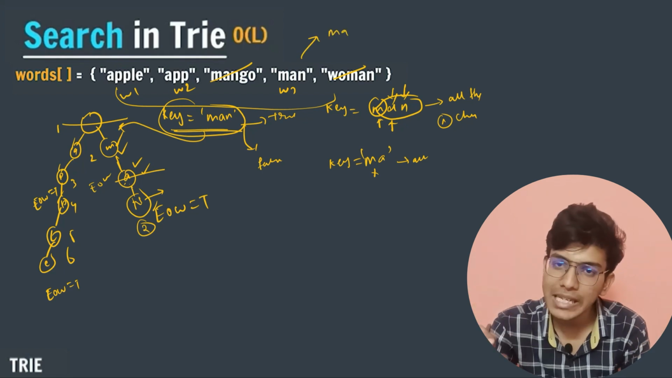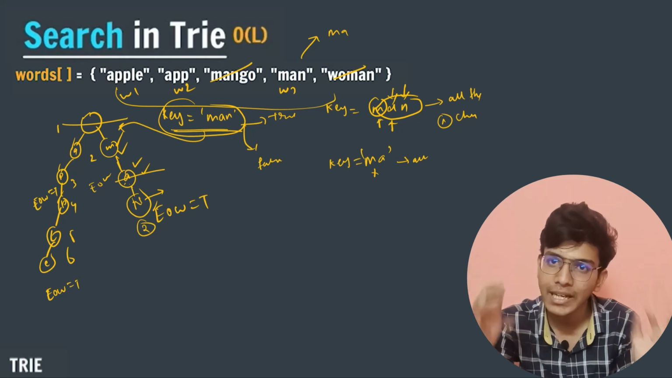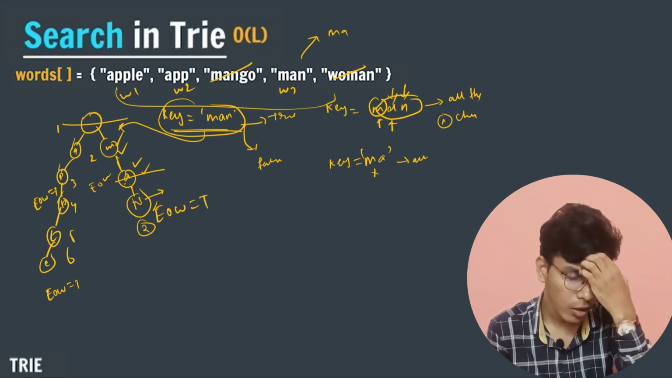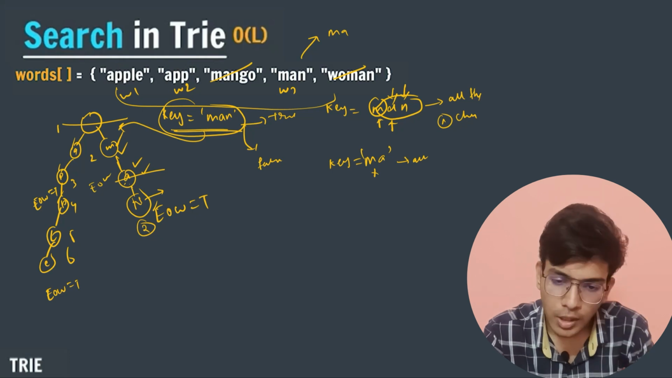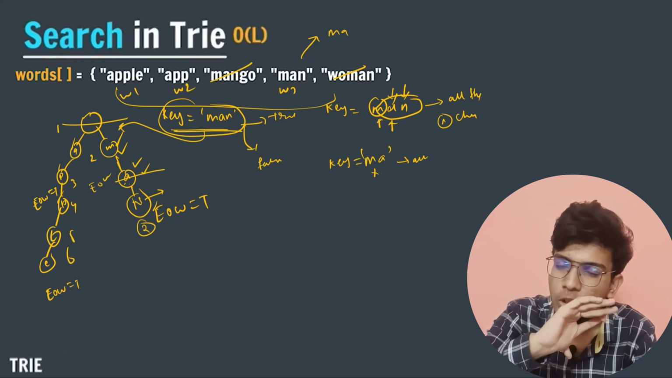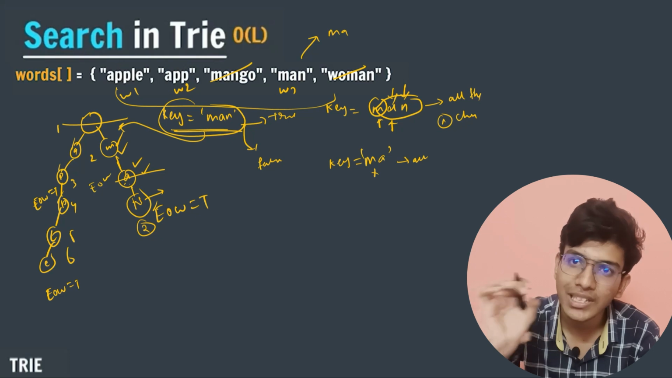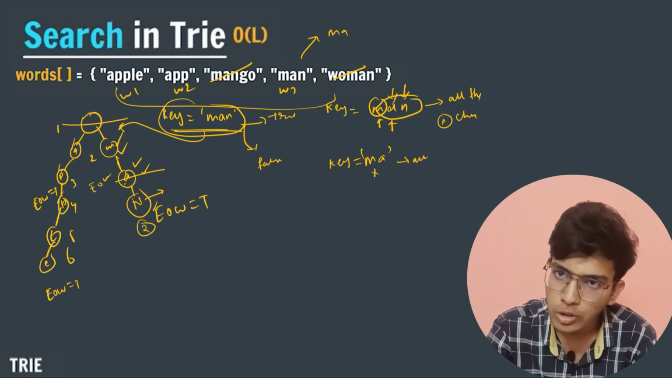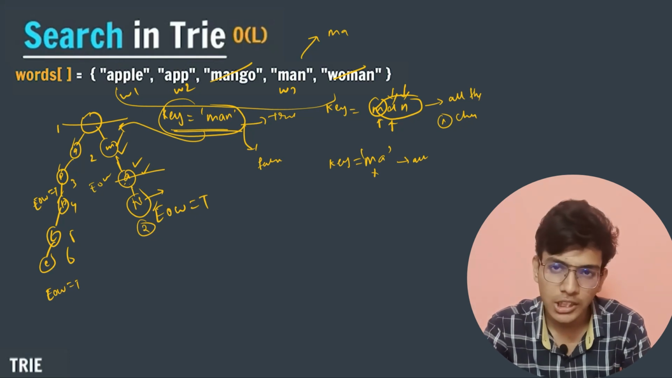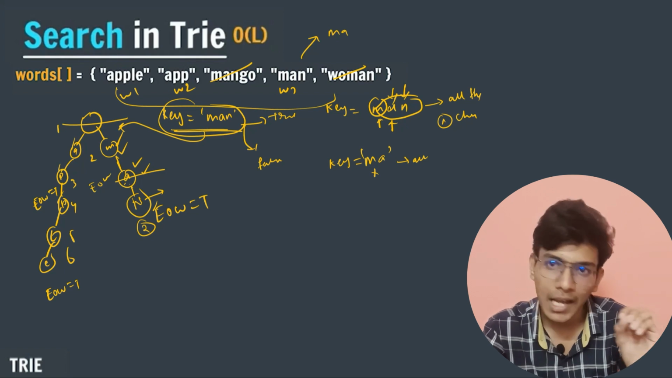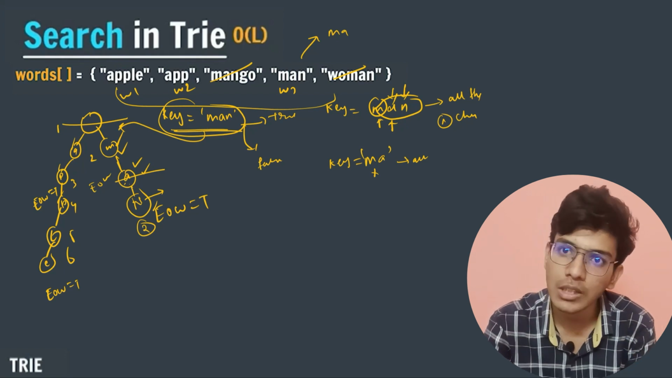So if and only if these two conditions become true, then and only then will I return true. Okay, now let us talk about the pseudocode of it. The pseudocode is going to be very similar to insertion. In insertion, what I used to do was check whether the child exists or not. If yes, then I will continue. If not, then I will create a new node.